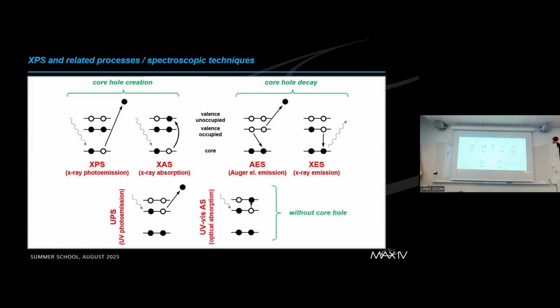And for the sake of completeness, we should also mention processes which are not touching the core hole, but are relevant. This is ultraviolet photoelectron spectroscopy, where we are directly probing the valence band states, in case of solids, and also ultraviolet and visible absorption spectroscopy, where we don't ionize the system, but we just excite it. This is optical spectroscopy, normally performed with lasers.